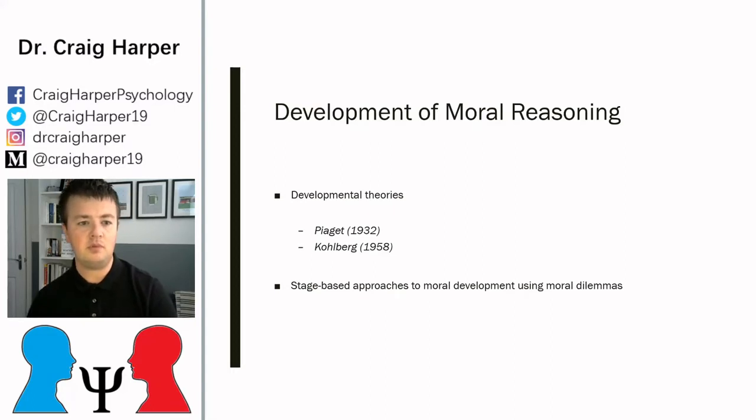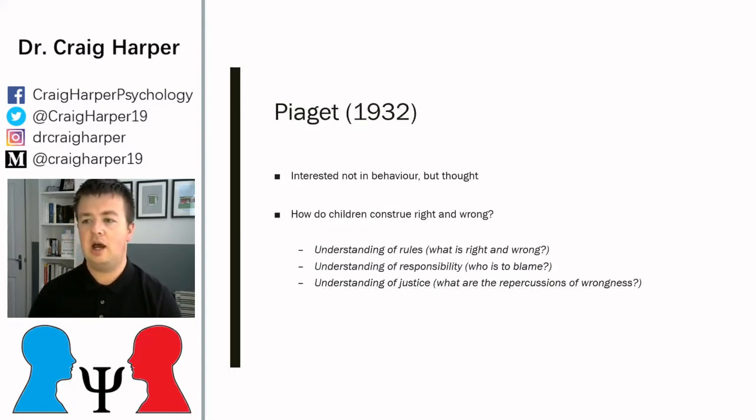So if we start with Piaget, he was interested in behaviour rather than thought. He was interested in how children construe what's right and what's wrong, so understanding the rules, understanding responsibility in terms of blame. So when someone is behaving in a particular way, do they infer or attribute blame about why certain things happen? And do they understand justice in terms of the repercussions, and if we're going to apply this to the forensic realm, then the potential sentence or maybe the severity of a crime. About the behaviour, so looking at repercussions as well as just behaviour.